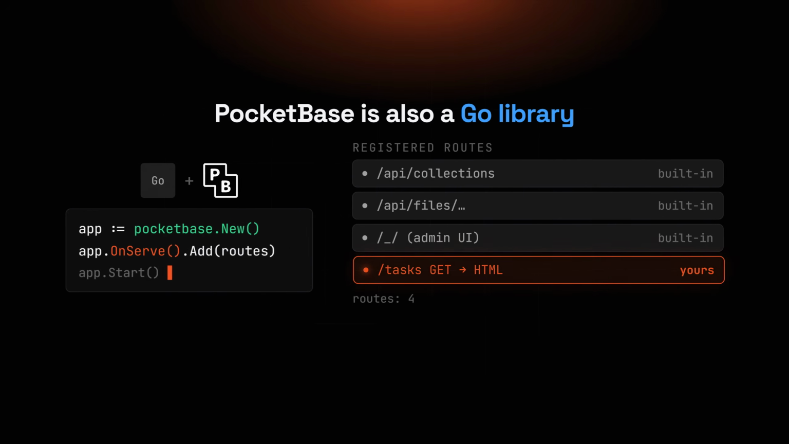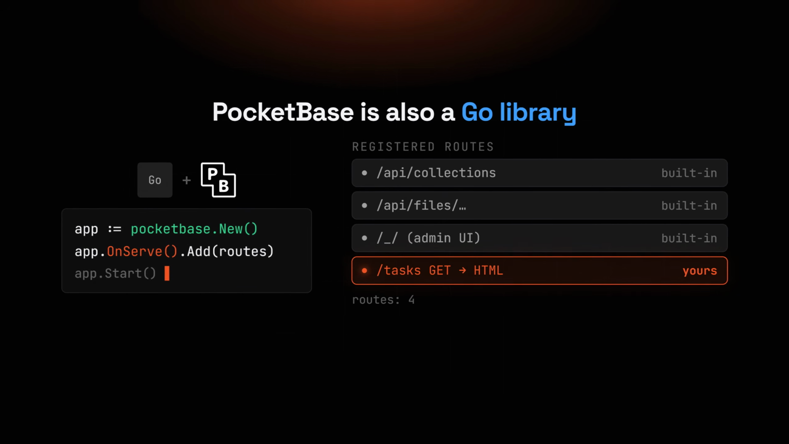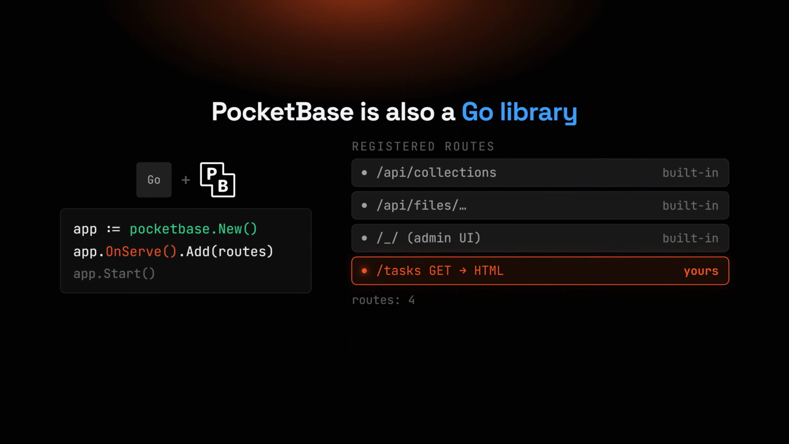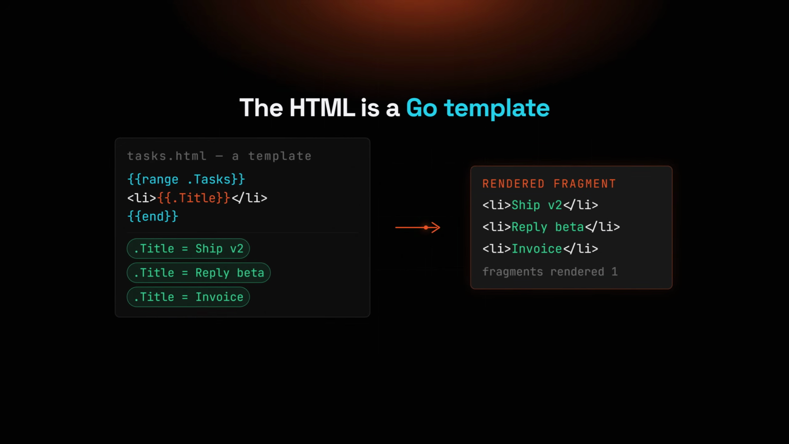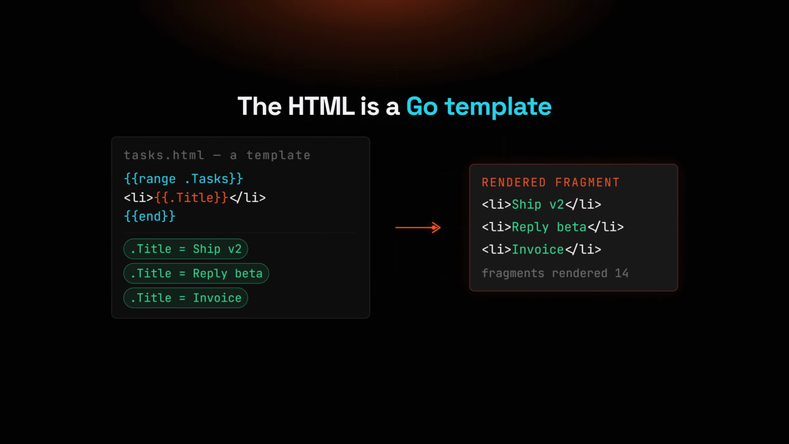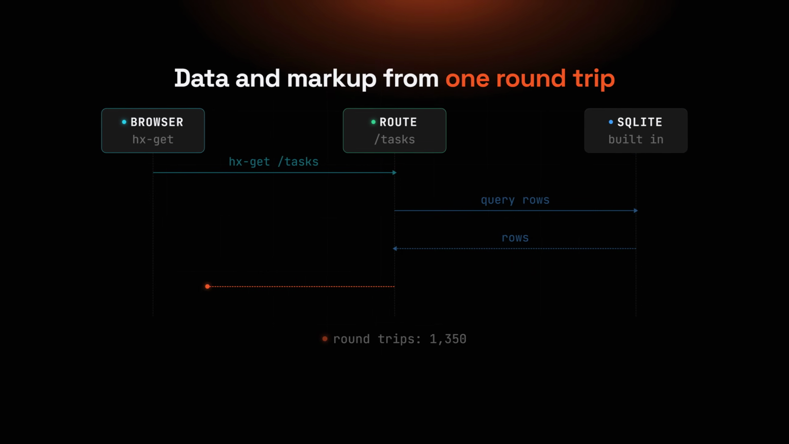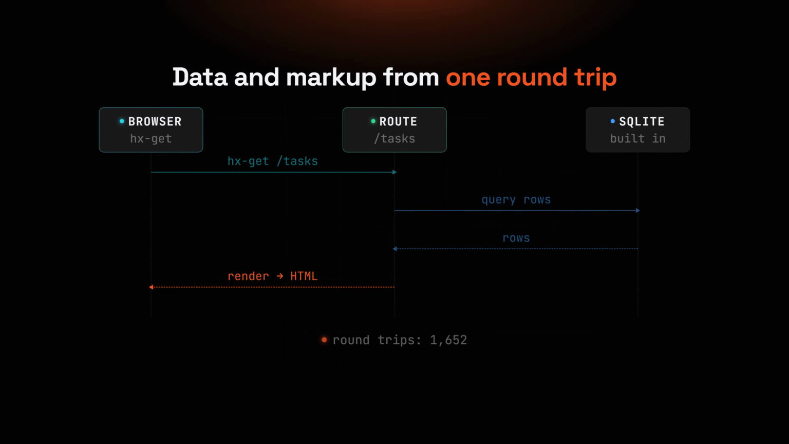Here is where the two halves meet. PocketBase is not only an app, it is also a Go library. You import it, keep every built-in feature, and register your own routes right next to the ones it already gives you. The HTML those routes send comes from Go's standard html/template package. A page is a template, a fragment is a smaller template, and HTMX just asks for whichever piece changed. You are rendering strings on the server, nothing exotic, so you add a route that fills a template and returns the fragment. Your page asks for it with hx-get. PocketBase runs the query against its own SQLite, renders the HTML, and sends it back.